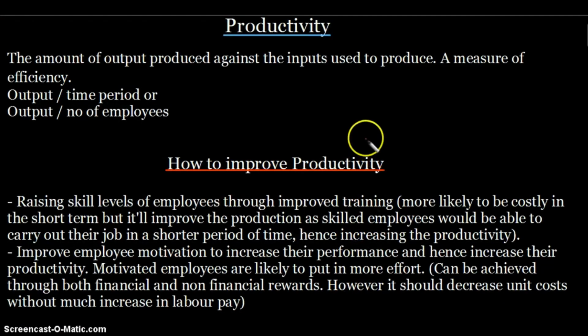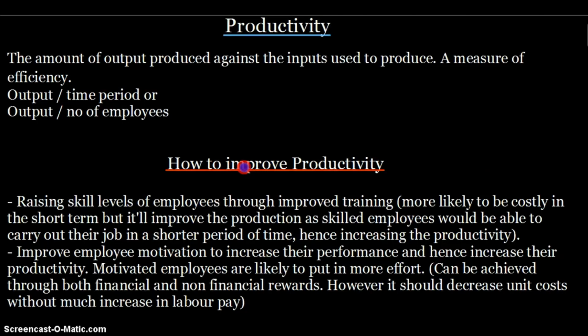Today we're going to talk about productivity: what is productivity and how a business can improve it. Productivity is basically the amount of output produced against the inputs used to produce it. Basically, it's a measure of efficiency. You can calculate productivity by output divided by time period, or output divided by number of employees. So how much output is produced against what was the input, the basic ratio, that is efficiency. It's a measure of how efficient a business is.